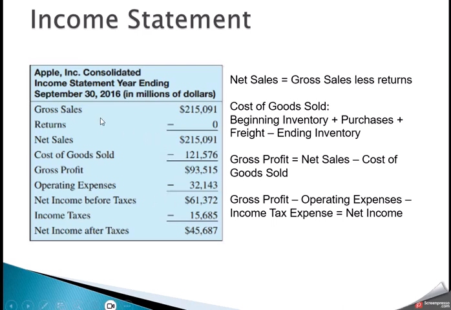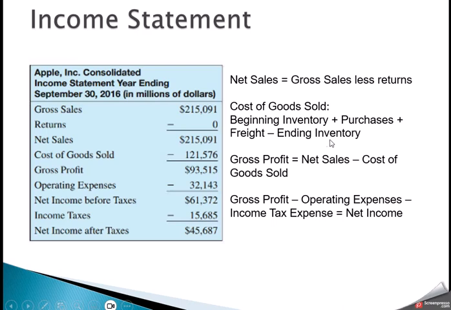So we have our gross sales minus returns, if there are any, gives us our net sales, minus our cost of goods sold. And our cost of goods sold is over here, it's calculated by how much did we have in our beginning inventory, plus our purchases of this product, including any freight charges, minus our ending inventory.